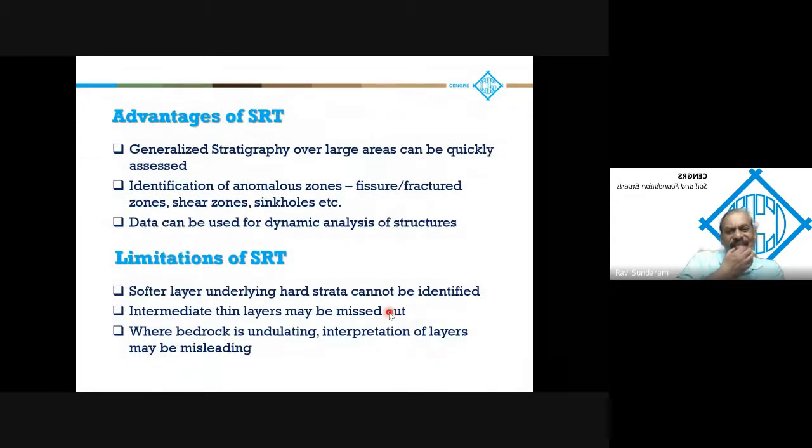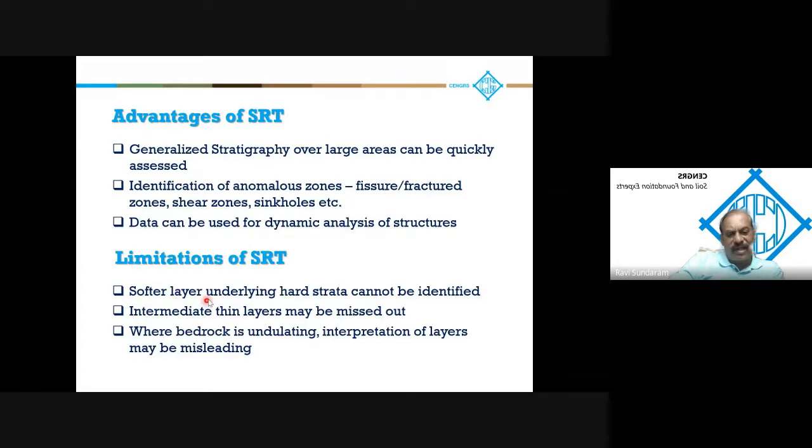So the advantages of the seismic refraction test is that generalized stratigraphy over large areas can quickly be assessed, and identification of anomalous zones, fissure or fractured zones, etc. You can do that. Shear zones or sinkholes and all, you can identify these kinds of layers. Data can be used for dynamic analysis of structures, but of course every test has its own limitations.